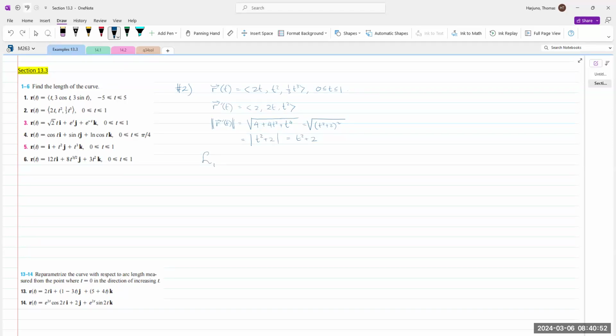The arc length from 0 to 1 will be the integral from 0 to 1 of t squared plus 2 dt, which is 1/3 t cubed plus 2t from 0 to 1. Oh, it's a polynomial, so from 0 to 1 is basically adding the coefficients, right? That's for number 2. And then let's go on.